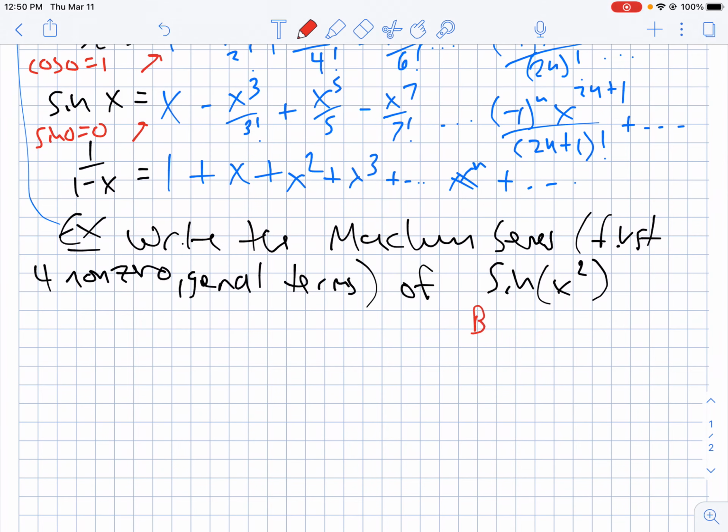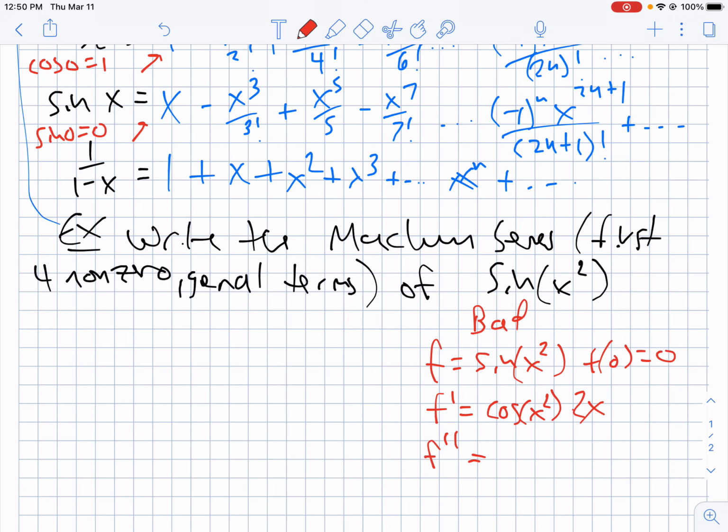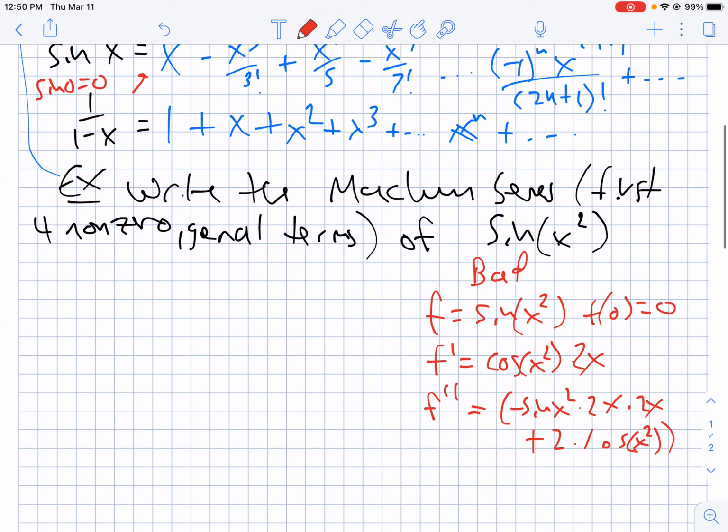Don't write this down or anything. But one thing you could do is you could say, okay, my function is sine of x squared, so f of 0 is 0. My first derivative is cosine of x squared times 2x. To find my second derivative, this is how we take a series. We take derivatives and we plug in. My second derivative, though, this is where things go downhill. You have negative sine of x squared times 2x times 2x plus 2 times cosine of x squared. So you can see pretty quickly that we're going to get into product rule, chain rule hell. You could take a bunch of derivatives, but it's going to get really ugly.